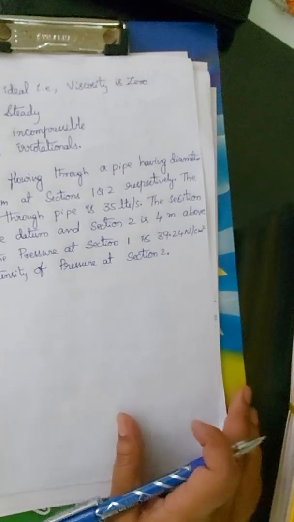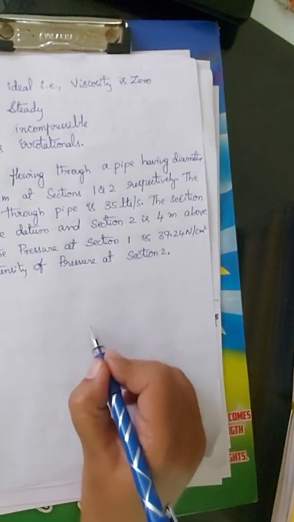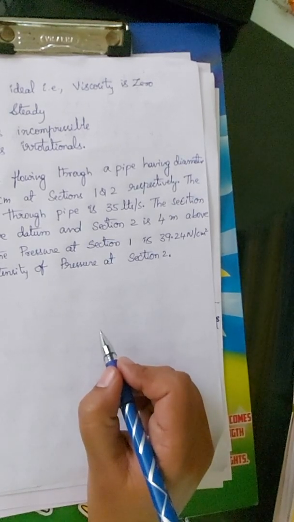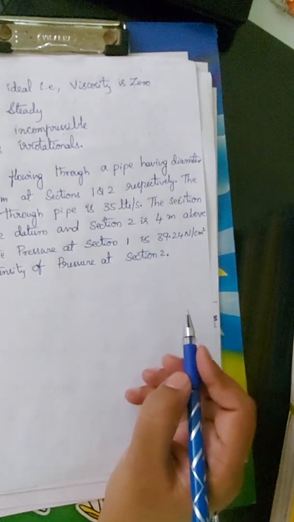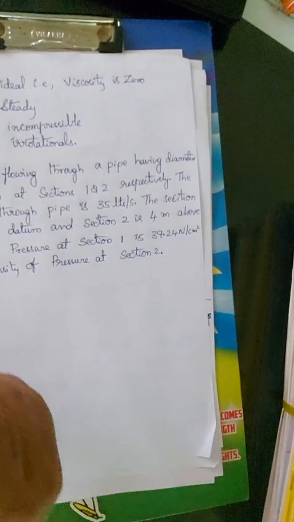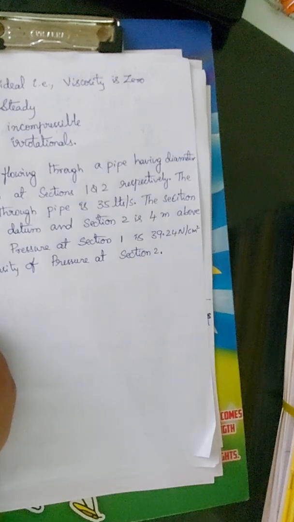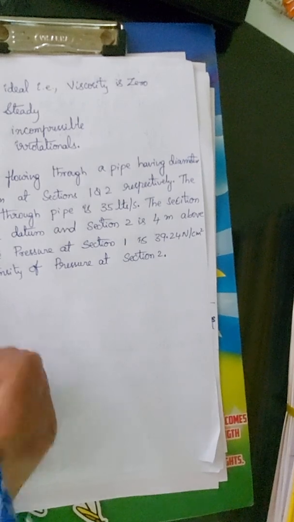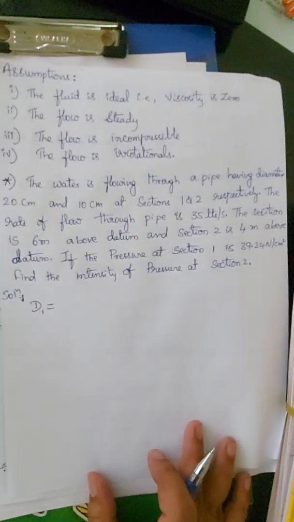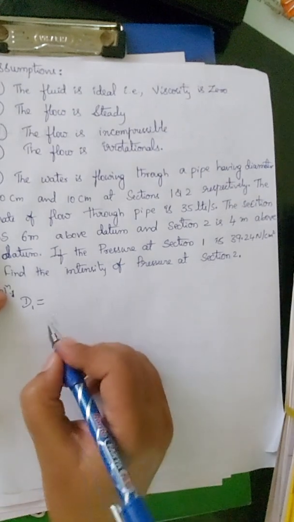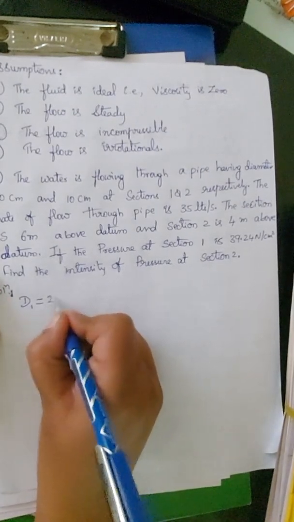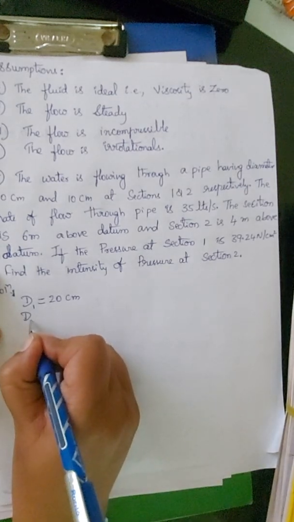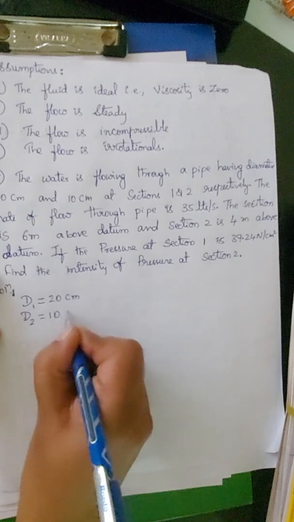For this one, first we will draw a sketch. The water is flowing through a pipe having 20 centimeters at section 1 and 10 centimeters at section 2, right? So that means, solution: diameter at section 1 is equal to 20 centimeters and diameter at section 2 is equal to 10 centimeters.